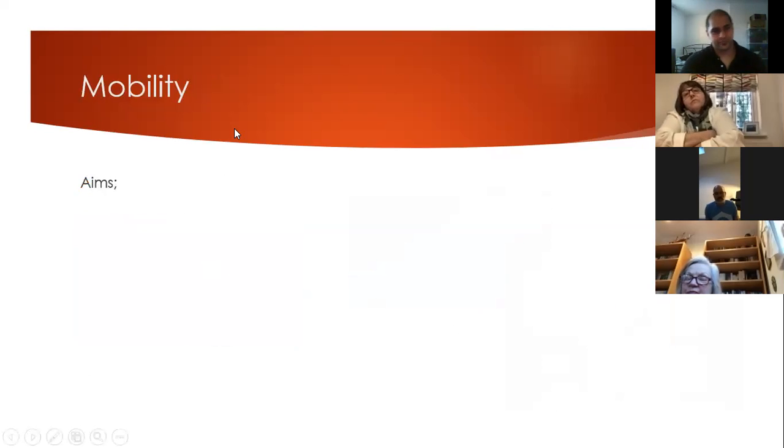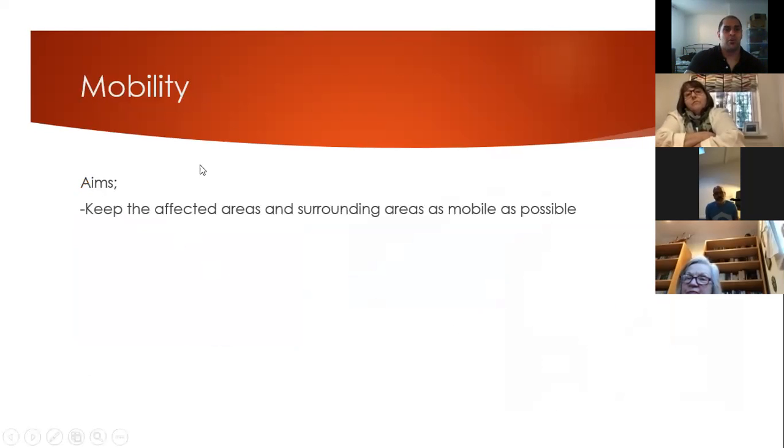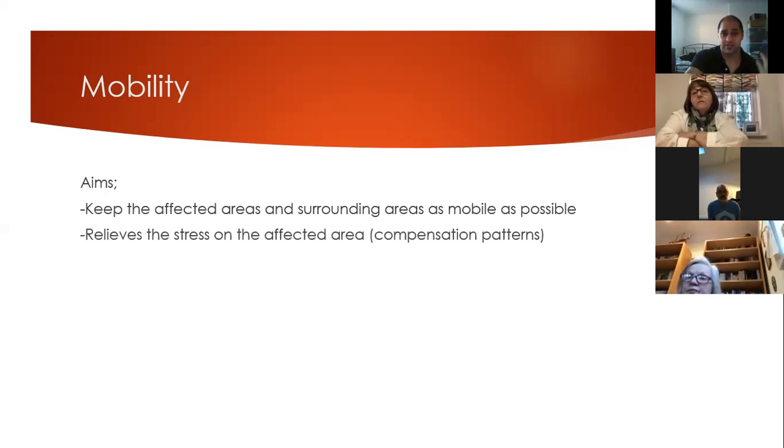Now with mobility, what we're looking to do is keep, again, the surrounding area and the injured area as mobile and as freely movable as possible. Because at the end of the day, like strength, if a muscle doesn't move properly, then the surrounding areas will pick up the slack. So we need to make sure that all the structures that are involved can move as well as possible. Like I said, it relieves the stress on the affected area, so there are no compensation patterns, etc. And also helps lubricate the joint.